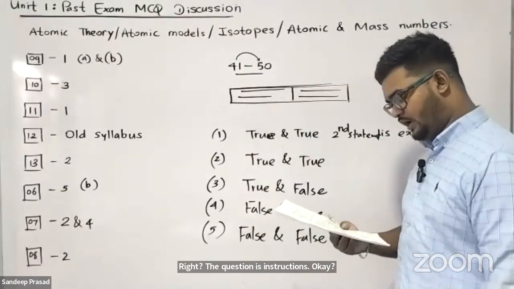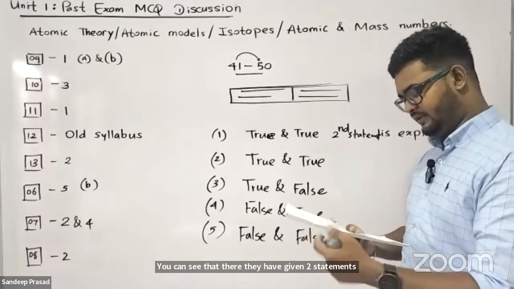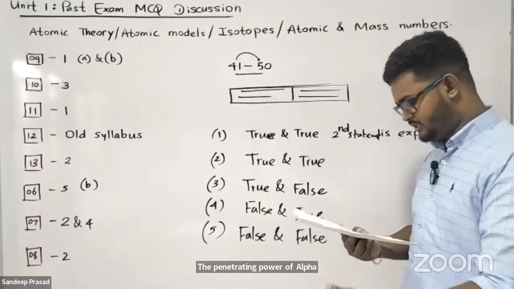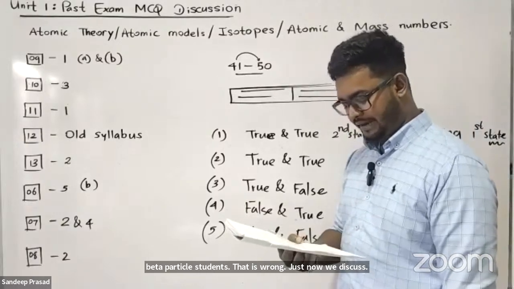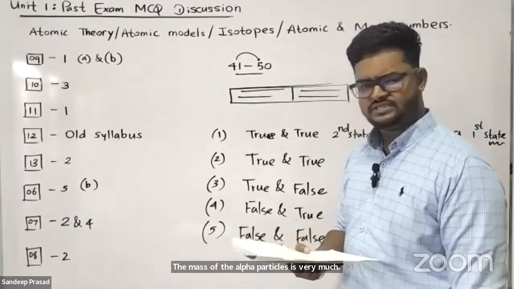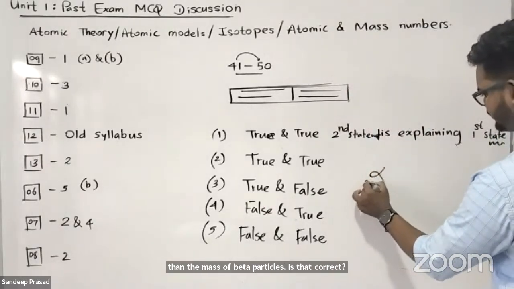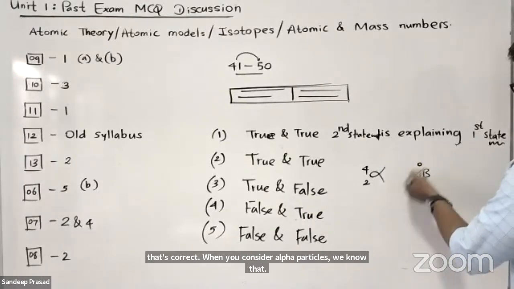Now according to that, you can see that they have given two statements. The penetrating power of alpha particles is greater than beta particles. Students, that is wrong, right? Just now we discussed. The mass of the alpha particles is very much greater than the mass of beta particles. Is that correct? Yeah, that's correct. When you consider alpha particles, we know that alpha is 2, 4, and beta is beta minus 1, 0, so this is actually just an electron.